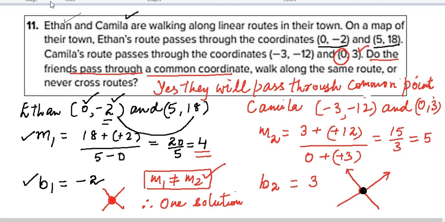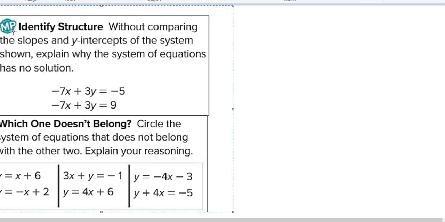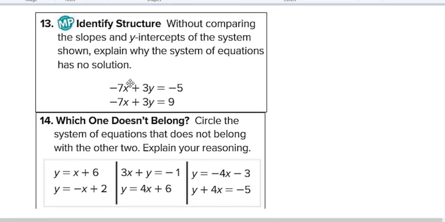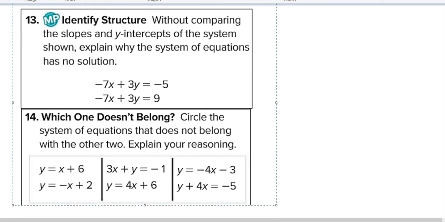So this is done, I'm going to delete this. I'm taking question number 13 and 14. Look at question number 13 and 14. Without comparing the slope and y-intercept, explain why the system of equations has no solution. So how will we see that?